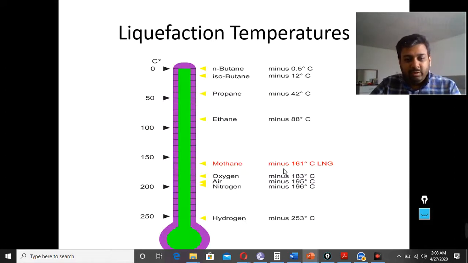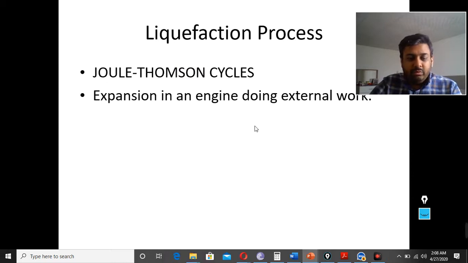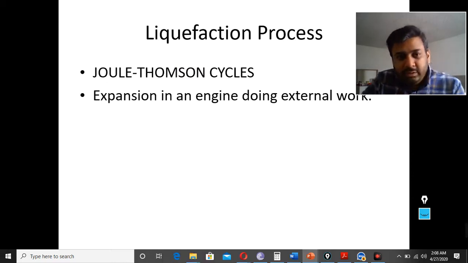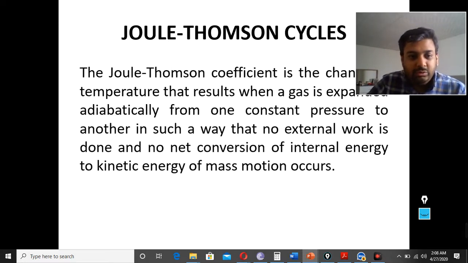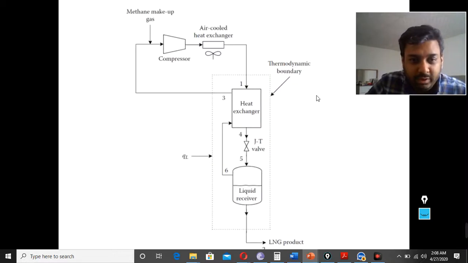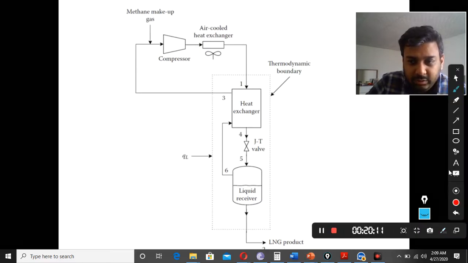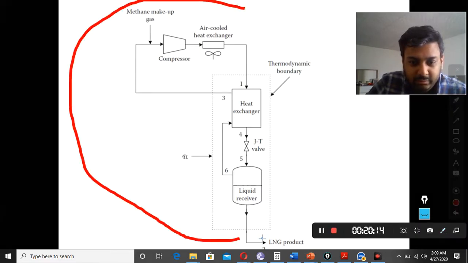As I said, we have to have minus 161 degrees centigrade to have the LNG. And as I said before, the conversion from gas to liquid is done using the JT cycles. So the Joule-Thomson process can be used to convert the natural gas from gas to liquid. Let me show you the diagram of how it works. Here is the JT diagram that we have.